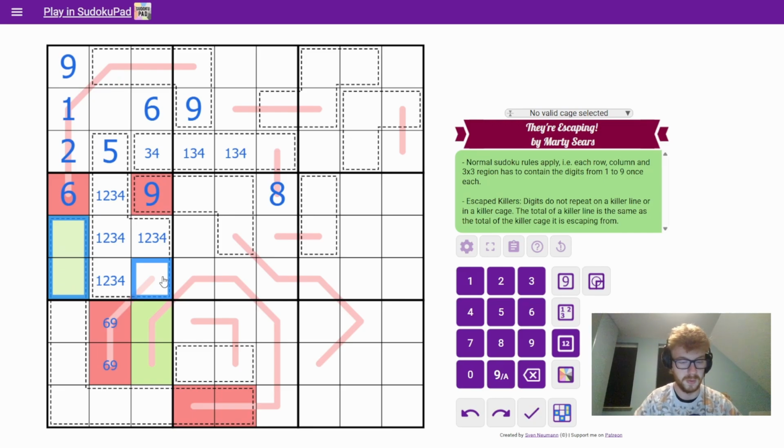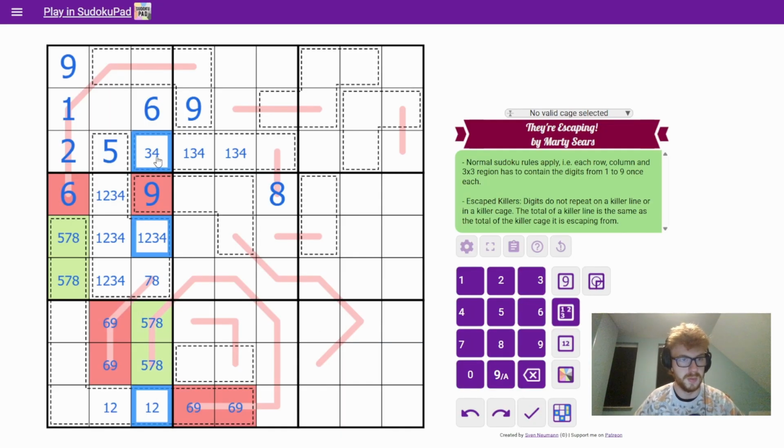This is 1, 2, 3, 4, 5, 7, and 8. Well, this isn't a 5 because that's a 5. And that sees it in the cage. These 1 and 2. We know that this is a 6-9 pair. So where do 1 and 2 go within this cage? They go there. And I guess this is also a 5, 7, 8. So that's a 5, 7, 8 triple.